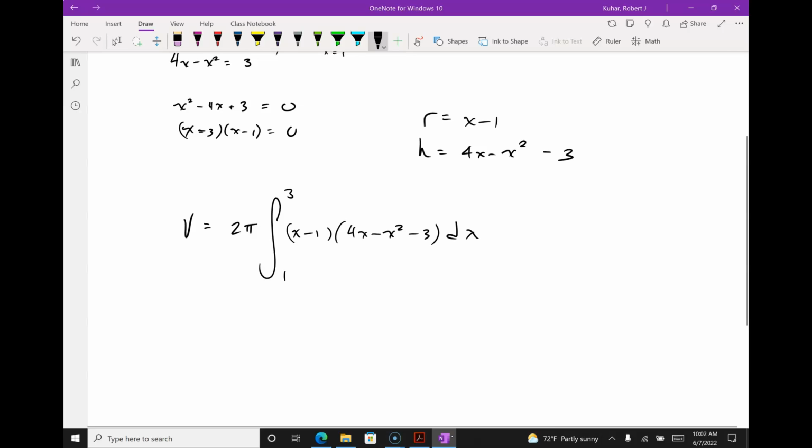And again, like I said, the setup is tough. The integral is easy as can be, right? Go ahead, race me on this one.